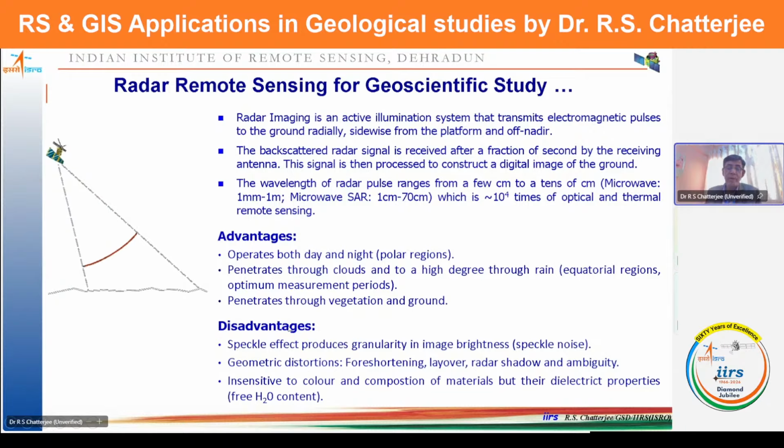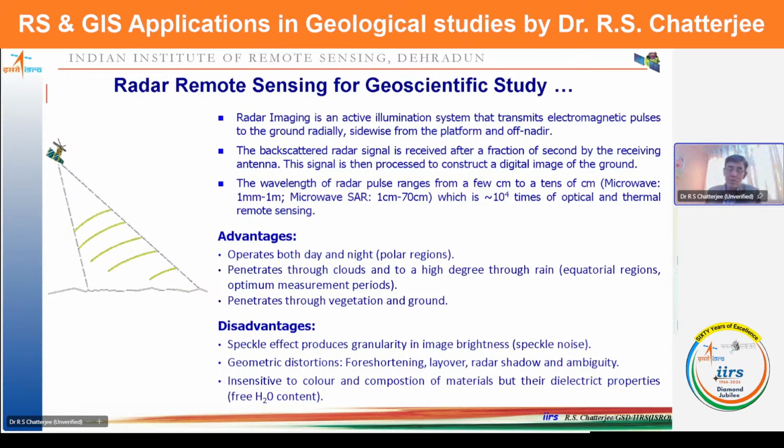Similarly, on the other hand, there are some disadvantages, like it has a granularity effect, like salt and pepper image. Image looks like salt and pepper, dark and bright, dark, bright like this. So this is known as speckle effect. There are geometric distortions, different kinds of geometric distortion like foreshortening, layover, radar shadow. Image is not very upright kind of object on the image. Radar shadow, sometimes you don't have any information at all when the radar pulse does not reach the opposite slope.